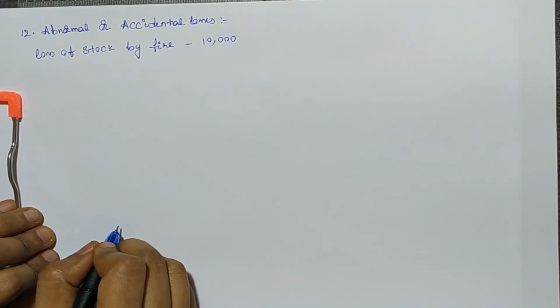Next adjustment is loss of stock by fire, 10,000. In the last video, we have already discussed that the loss of stock by fire has got three scenarios. The first case is stock is insured and the insurance company has agreed to recover the full loss amount. And the second case is stock is not insured at all. And the third case is stock is insured but the insurance company has agreed to recover the partial loss amount, not full loss amount.